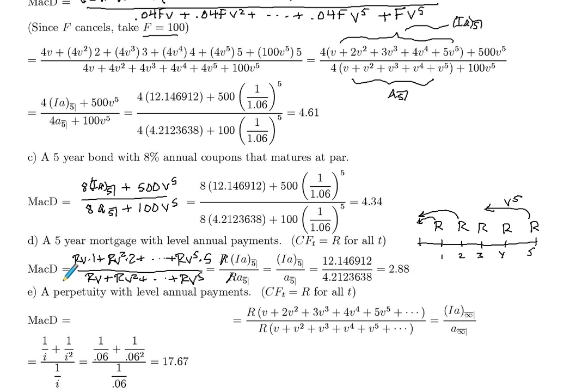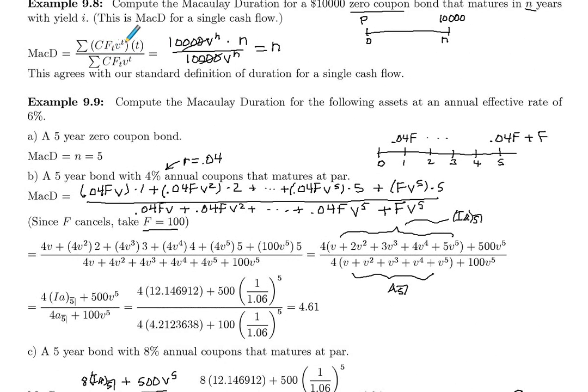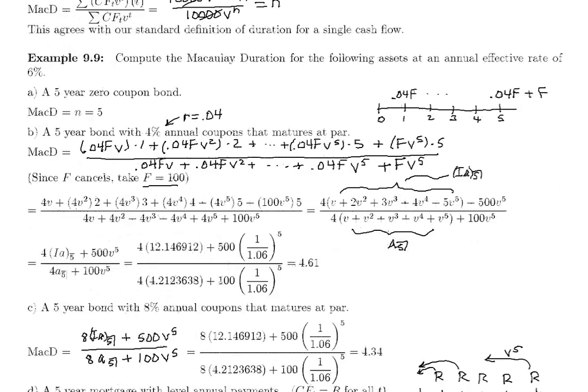And then lastly, what about a perpetuity with level annual payments? Here again, the cash flow at time t is R for all values of time. If we write out what Macaulay duration is here, it's the sum of cash flow at time t times v to the t times the duration, over the sum of cash flow at time t times v to the t. So present value of the cash flows times the durations over the sum of the present values of the cash flows. Still doing that same thing.